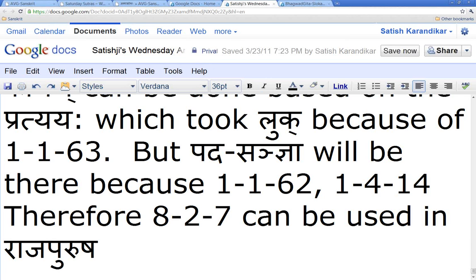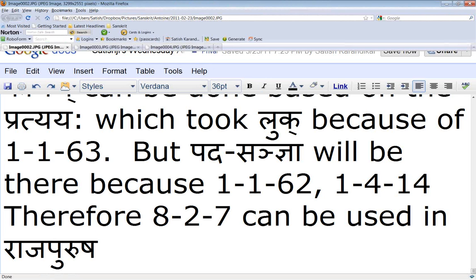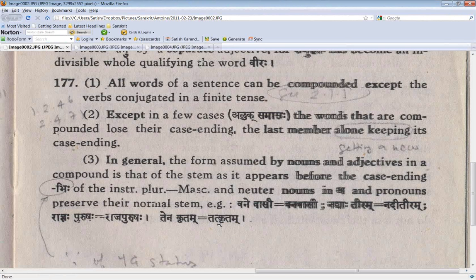So let's move on to the next page. Let's see what all we have here. So this Tena Kritam, Tat Kritam. Okay, let's talk about this for a second. Tena Kritam, Tat Kritam. Here, this sutram, Tadadina Maha, will not apply here, because supluk has taken place. So as I said, you cannot do any angakaryam based on the pratyaya which took supluk. So that's why we need tat.